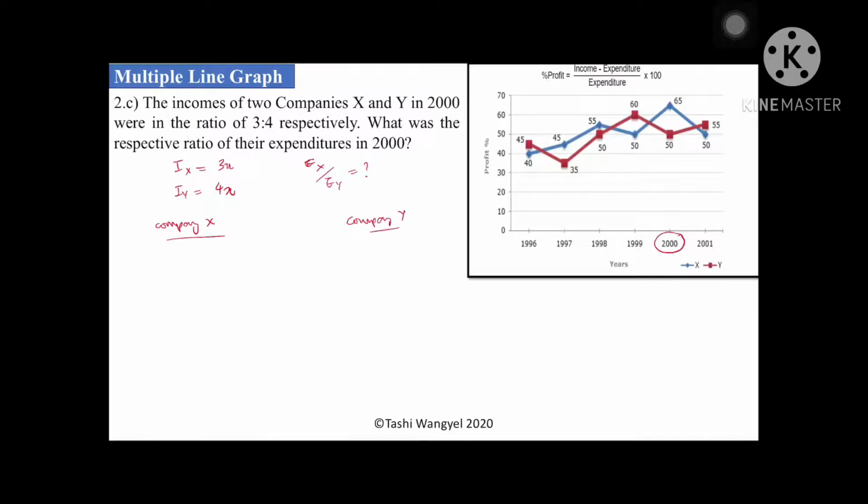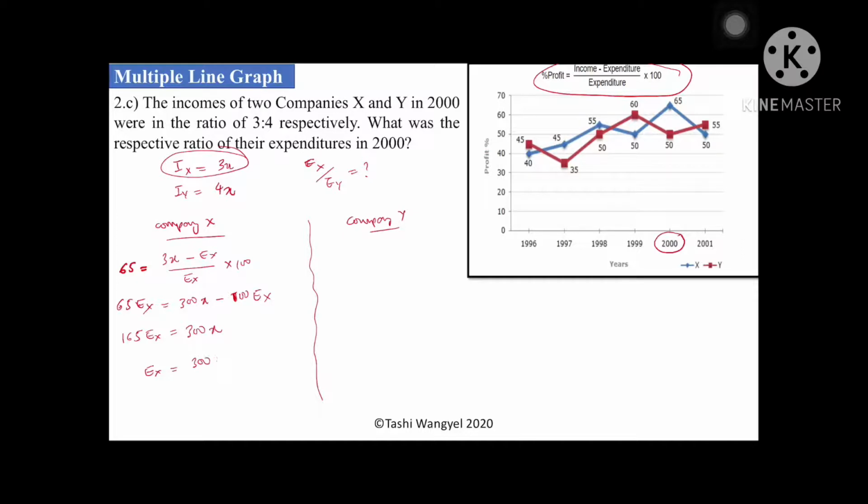From the earlier question, for company X and company Y in 2000, we substitute into the formula. The profit of company X in 2000 is 65, so 65 equals income minus expenditure over expenditure, into 100. Income is 3x, so 65 EX equals 100 times (3x minus EX), which gives 300x minus 100 EX. Taking 100 EX to the other side, 165 EX equals 300x. So EX equals 300x by 165.